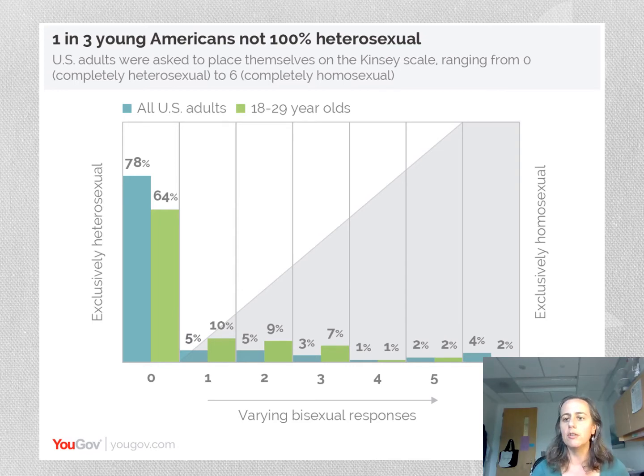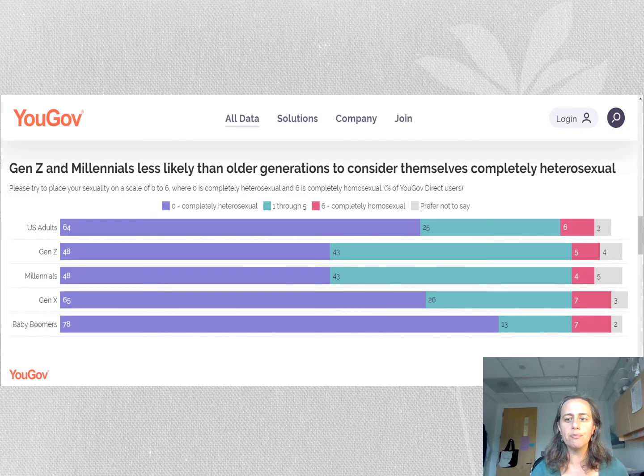I have a chart with some more recent data. This one is from 2019. And again, separating out by age group because culture and social norms change, right? So if we look at the baby boomers at the bottom of this, 78% of them say, oh, no, I'm totally straight, right? But 13% are somewhere in the middle, so Kinsey 1 through 5, and 7% of them are like, no, I'm completely gay or lesbian.